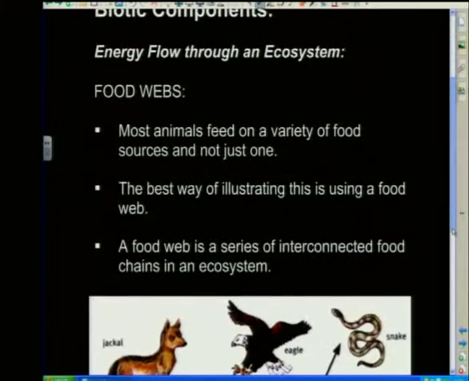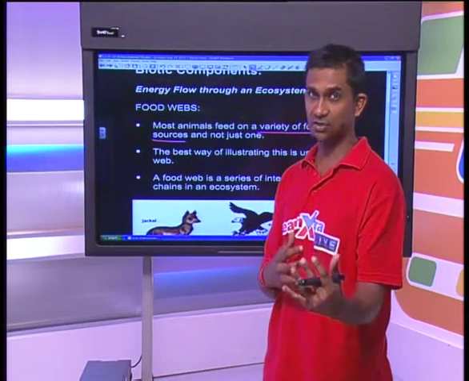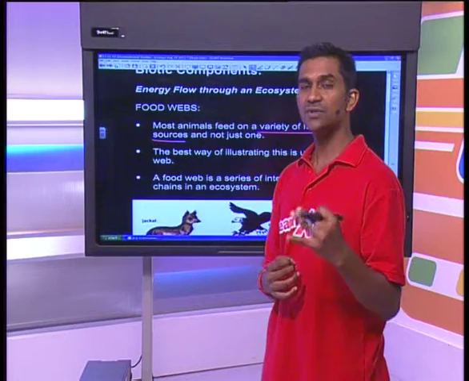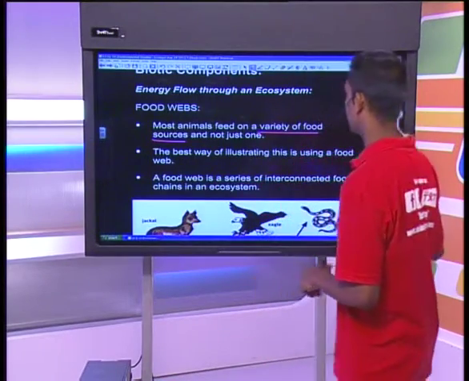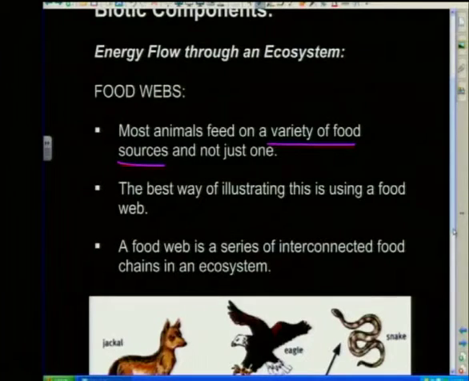Okay, so let's look at how energy flows in a food web. Most animals will feed on a variety of food, and hence we said that they do not rely exclusively on one type of food, and they need to have different sources of food available. We know that in an environment, the conditions change, organisms would change, and hence to ensure that they survive, they need to have alternative sources of food. The best way of illustrating this interaction between different food chains is using a food web.